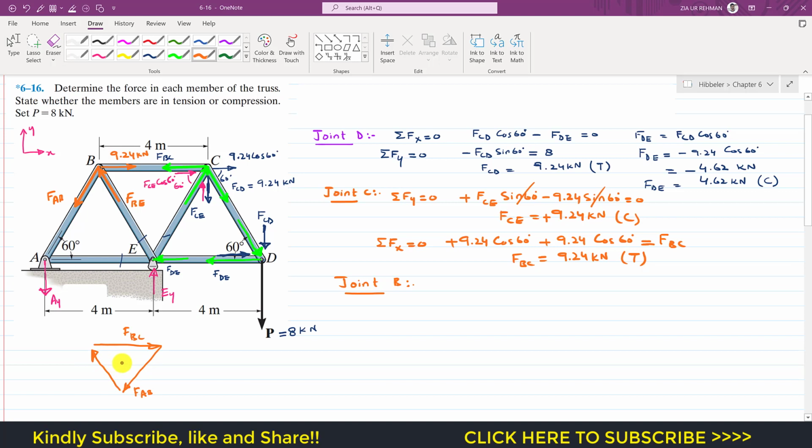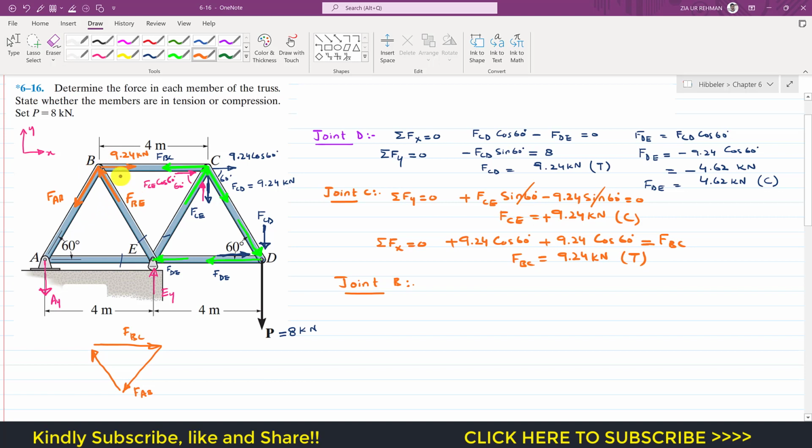So if they give us a closed triangle, this means that the resultant of these three forces is equal to 0. And by applying summation of forces along x and summation of forces along y equals 0, this means that the resultant of these three forces must be equal to 0. So if we have three forces at a particular joint, they need to make a closed triangle.